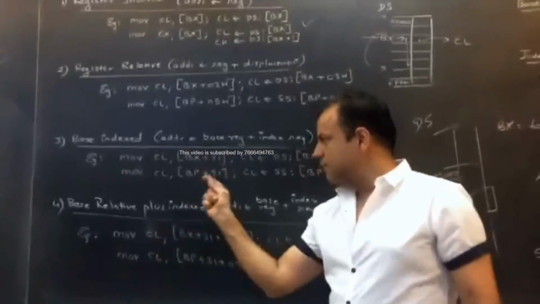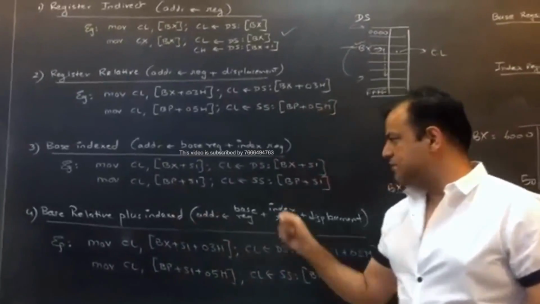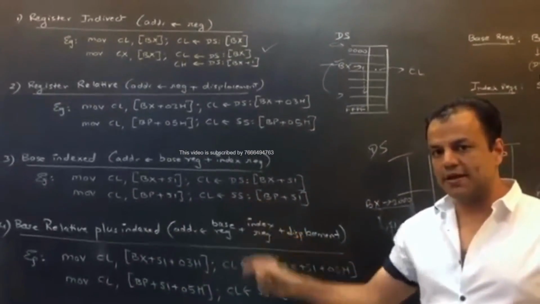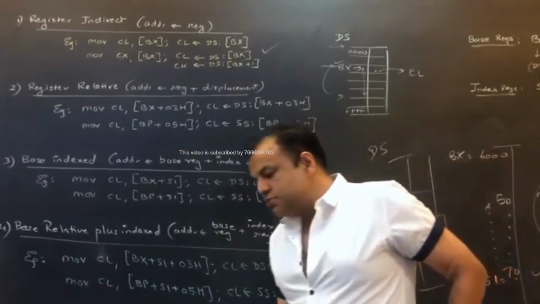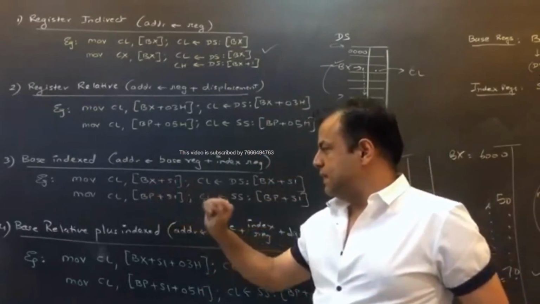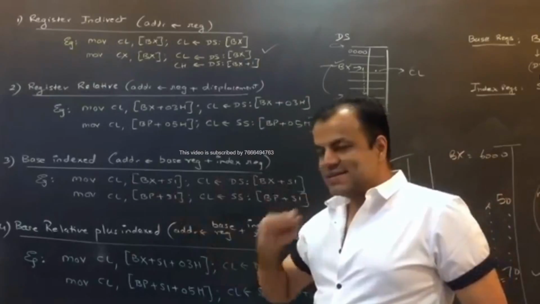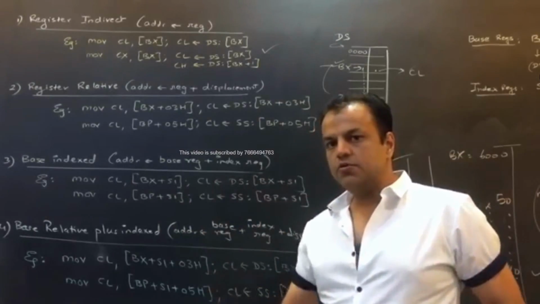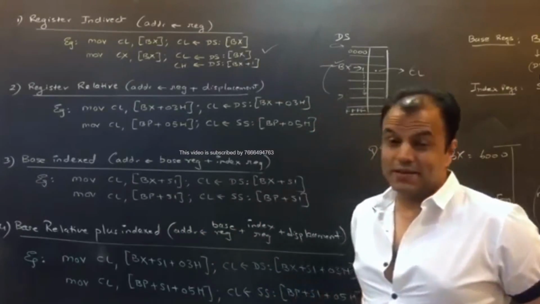As I always say, because there is BP, the operation will take place on the stack segment, not on the data segment. At this point, students argue. They say, sir, yes, BP is for stack segment, but SI is for data segment. Then how do you decide whether it's data segment or stack segment? That's a very good question.